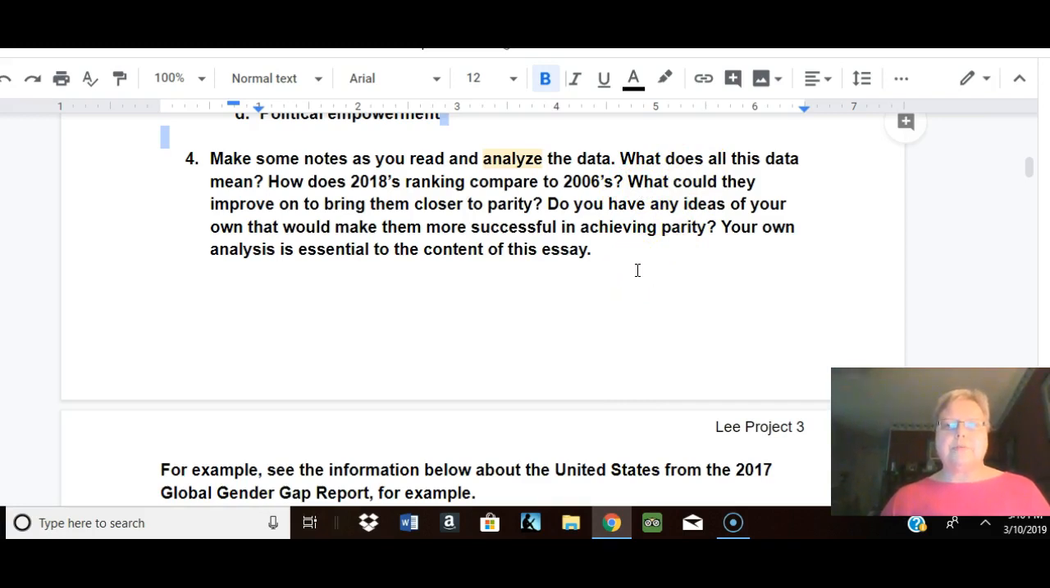Now, this gender gap report was established in 2006. And so they've had 12 years of reporting to see. You can look at your country's 2018 ranking, and you can look at 2006 ranking and see, are they improving? Is the gender gap getting closer together, closer to parity? Or are they getting further apart and it's becoming more disparate?